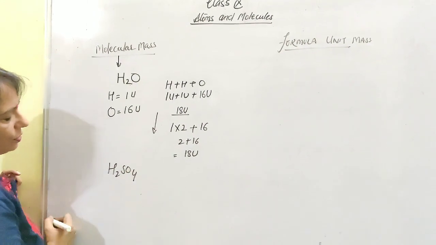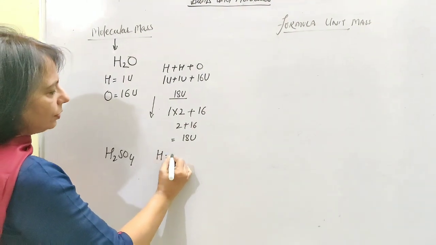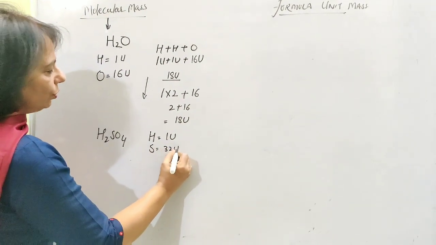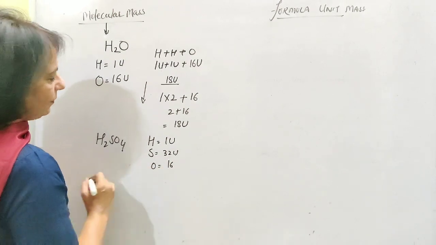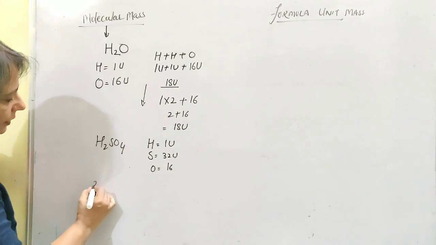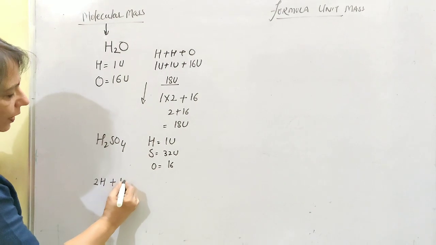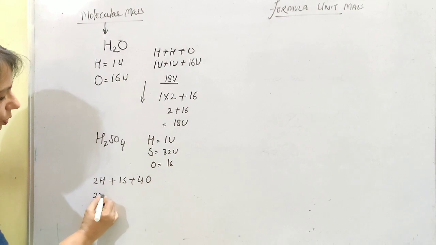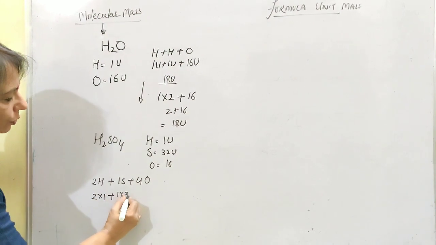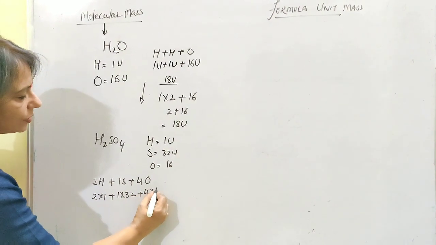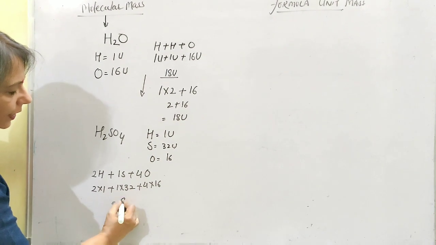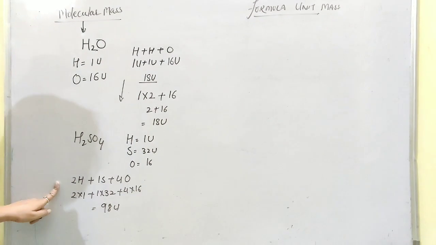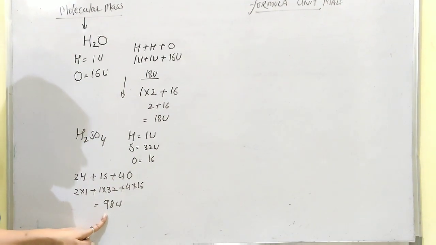This is H2SO4. Here, hydrogen, you know the mass of hydrogen 1U, unified mass. Sulfur is 32U, oxygen is 16. So now, how many atoms? 2 atoms of hydrogen, 1 atom of sulfur and 4 atoms of oxygen are participating. That means 2 into 1 plus 1 into 32 plus 4 into 16. It is going to be 98U. That means the molecular mass of this sulfuric acid is 98U.